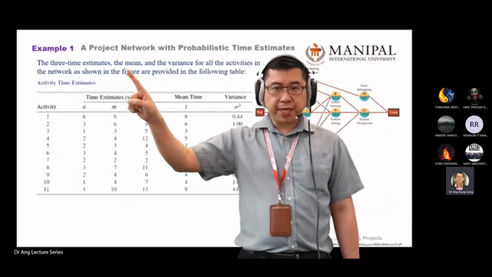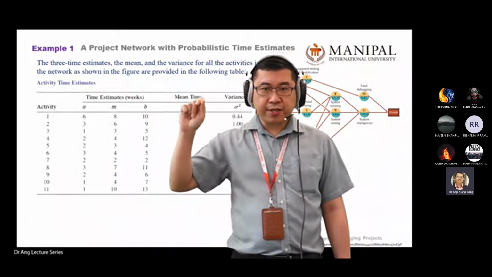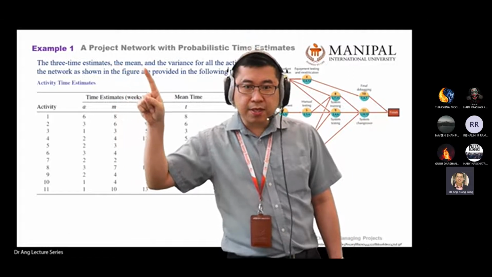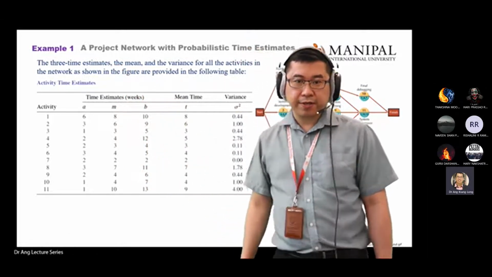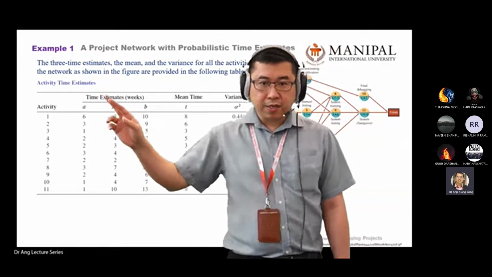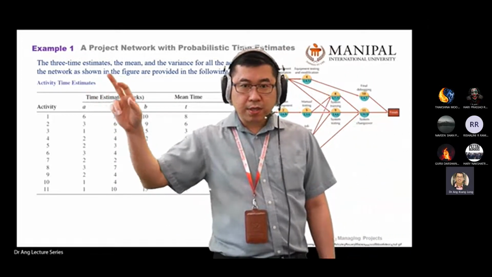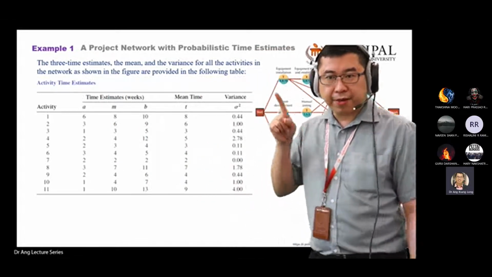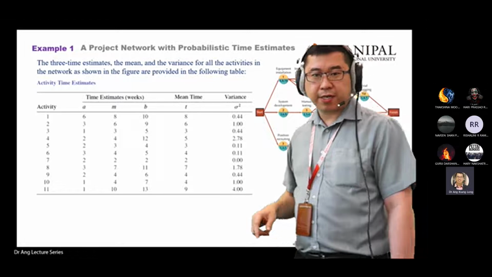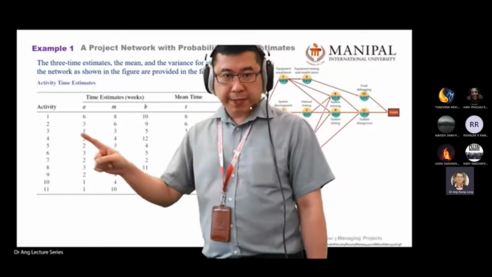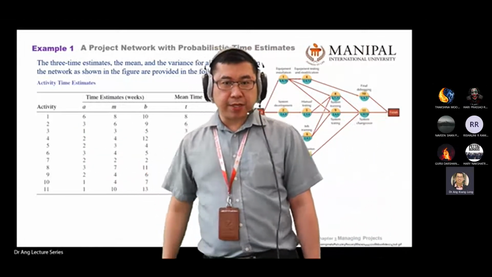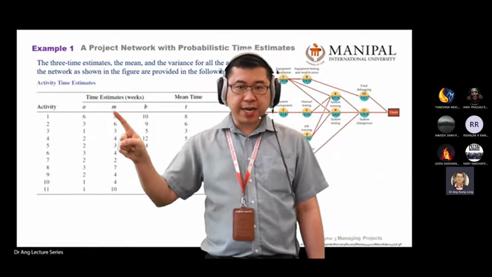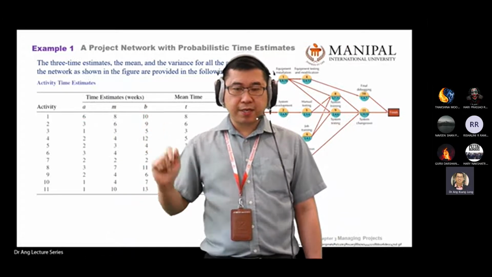It represents mean, variance, and what else? Estimates, mean, variance. Okay, so you have 3 numbers here. It represents A, M, and B activity. Okay, we did define what is A, what is M, what is B.